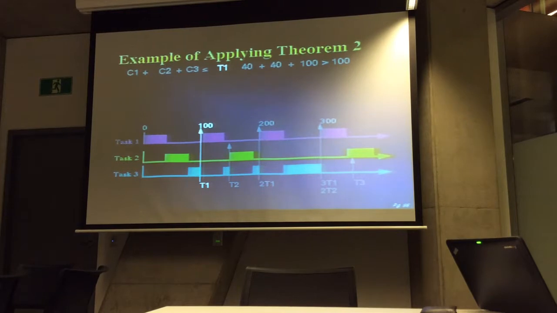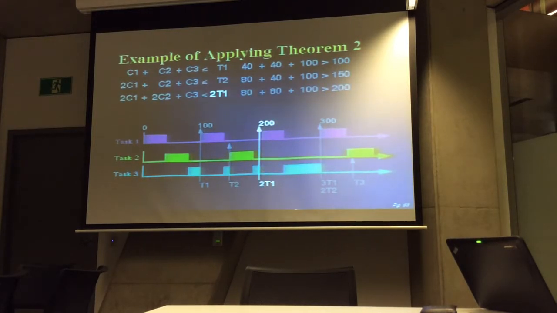What's the next scheduling point? Well, task 2 has its first deadline before task 1 has a second deadline. But during task 2's first period, task 1 is requested to run twice. So we have 2 C1 plus C2 plus C3. Is that less than or equal to T2? Well, that's 80 plus 40 plus 100, which is greater than 150. Whoops again. Finally, we try the scheduling points at 2 times T1 and at 3 times T1.